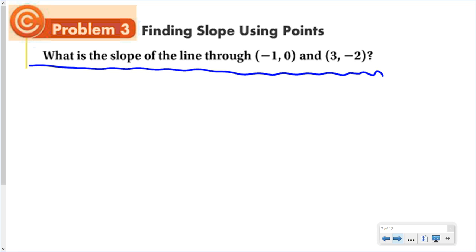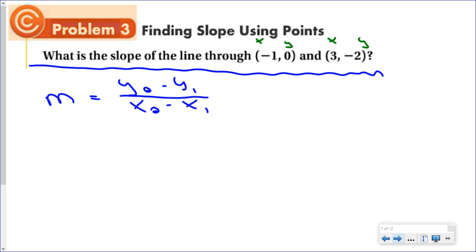Now you have to use this formula if you don't have graph paper. So that's the reason I'm showing you this one right here. So the formula is y2 minus y1 over x2 minus x1. Labeling is really important, so when you go to the coordinates, just go in order. The negative 1 represents x, the 0 represents y, the 3 represents x, the negative 2 represents y. These are your first ones, so they're sub 1s, and these are sub 2s.